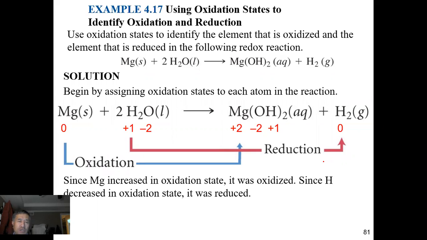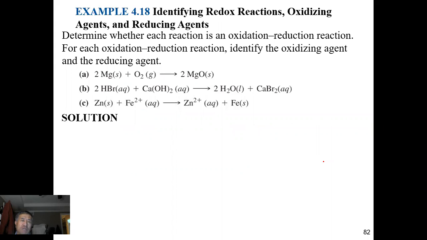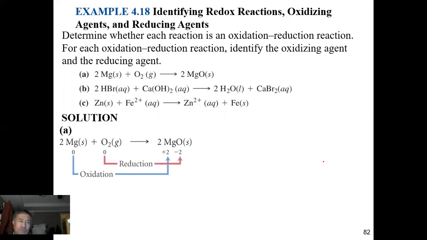Okay, so this example is to determine whether each reaction is an oxidation reduction reaction. For the oxidation reduction reaction, identify the oxidizing agent and the reducing agent. So the first one, we can see magnesium before the reaction has 0 oxidation number, and so does O2. After the reaction, they become plus 2 and negative 2. So we have oxidation happen to magnesium, reduction happen to oxygen. Therefore, the reducing agent will be the magnesium solid, and the oxidizing agent will be the O2 gas.